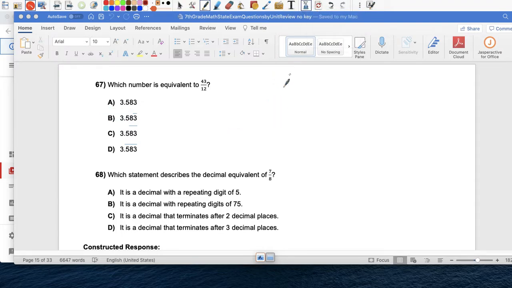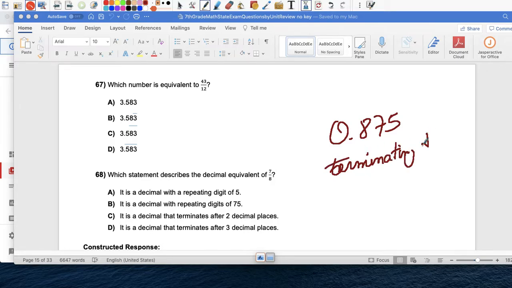Which statement describes the decimal equivalent of 7 divided by 8? Well, let's find out what 7 divided by 8 is. It is 0.875. So this is a terminating decimal, a decimal that ends right there. A repeating digit of 5? Nope. A repeating digit of 75? Nope. A decimal that terminates after two decimal places? Nope.